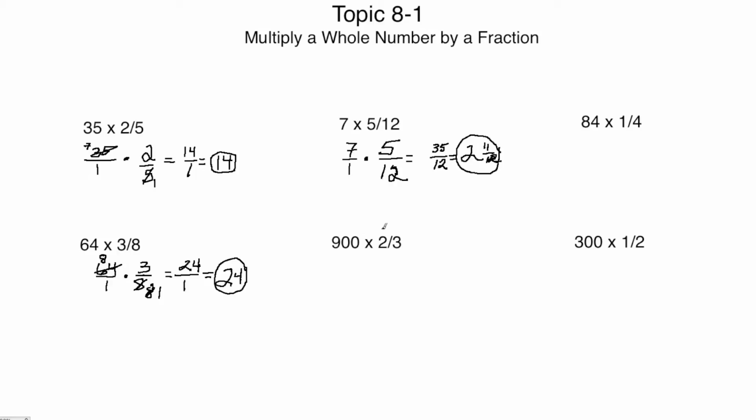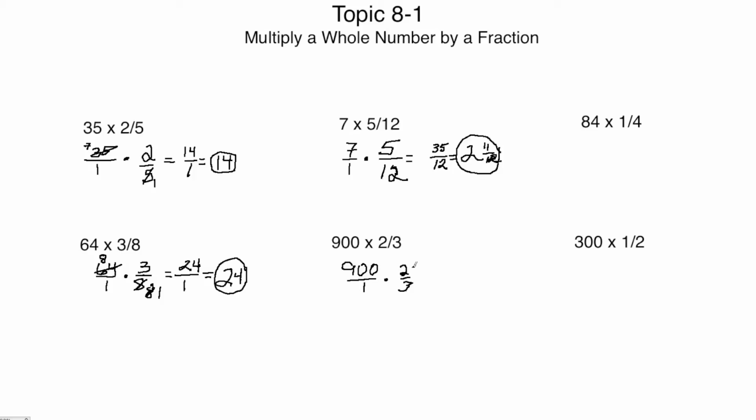All right, so let's go to this problem. Go ahead and push pause and see if you come up with the same answer as I do. All right, so we have a whole number, and the golden rule states just put it over 1, making it an improper fraction, and we're going to multiply it by 2/3. Now, this one's easy because a third of 900 is 300, 2/3 is 600, 3/3 is 900. So 2/3 of 900 is 600, but let's do the steps.